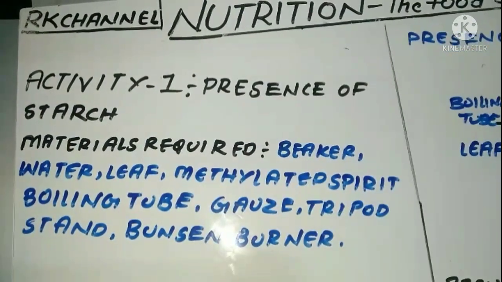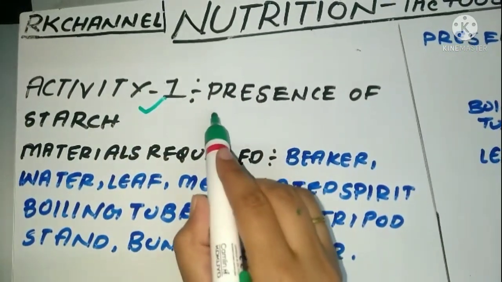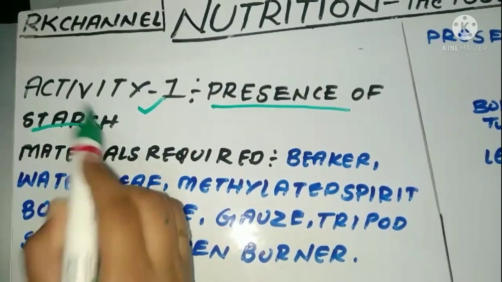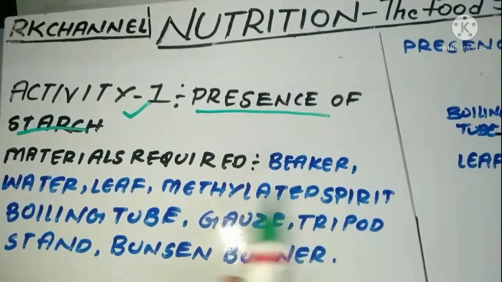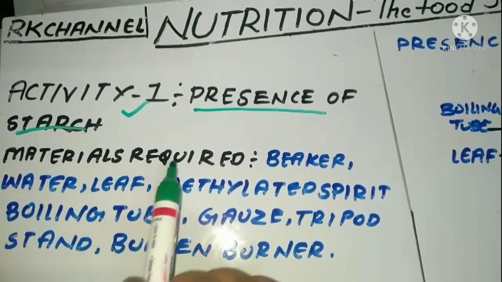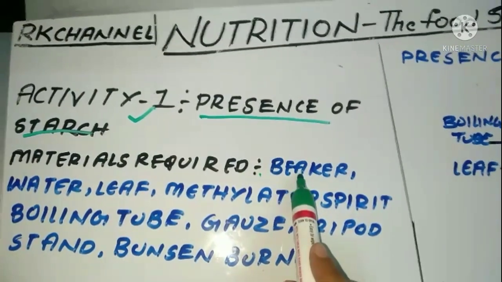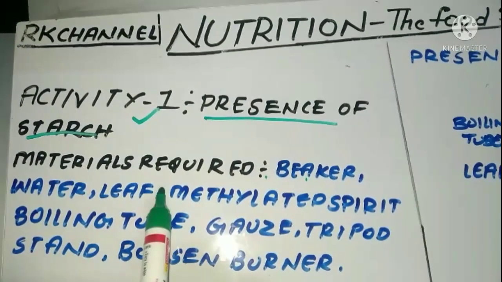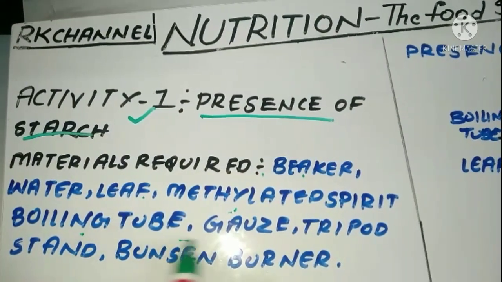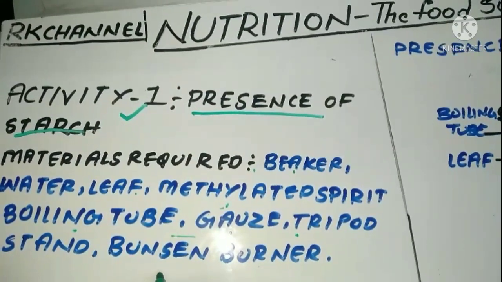In this video I am going to explain all about the first activity, that is the presence of starch. How to indicate the presence of starch in leaves. First let us look into the materials required to perform this experiment. Those are beaker, water, leaf, methylated spirit, boiling tube, gauze, tripod stand and Bunsen burner.